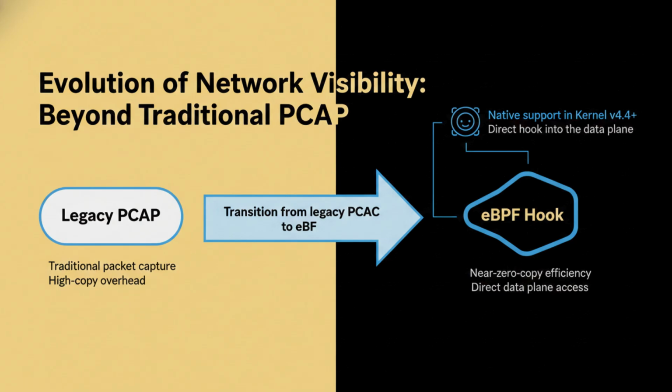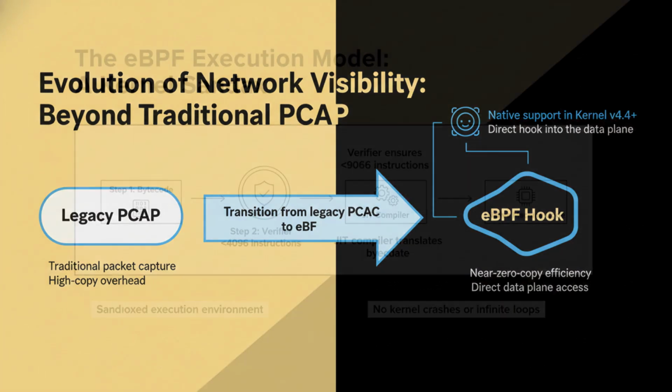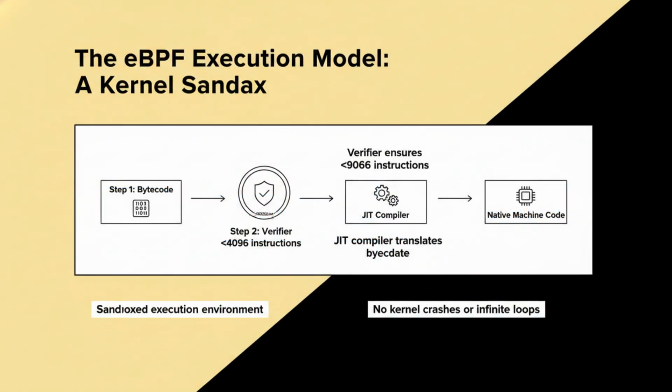This approach allows us to achieve near-zero copy efficiency and gain visibility into encrypted flows and protocol-specific metadata that was previously invisible. By the end of the session, you will understand how to build a security monitoring plane that scales horizontally without sacrificing throughput. To understand how we monitor securely, we must understand the eBPF virtual machine.